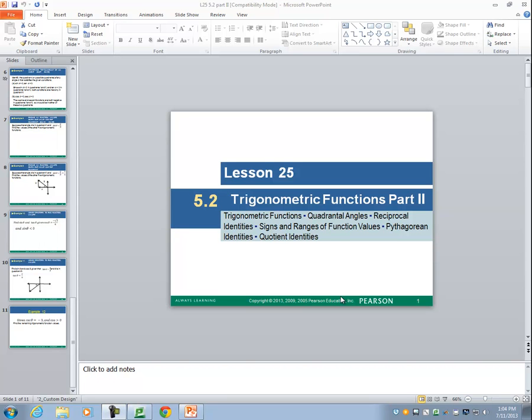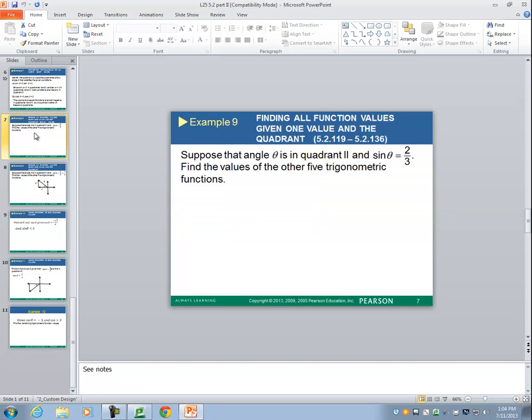Okay, we're continuing on with lesson 25, and we're up to looking at a problem where we're given sine theta is equal to a particular value, such as 2 over 3. And we want to find the other 5 trigonometric values, or functions.